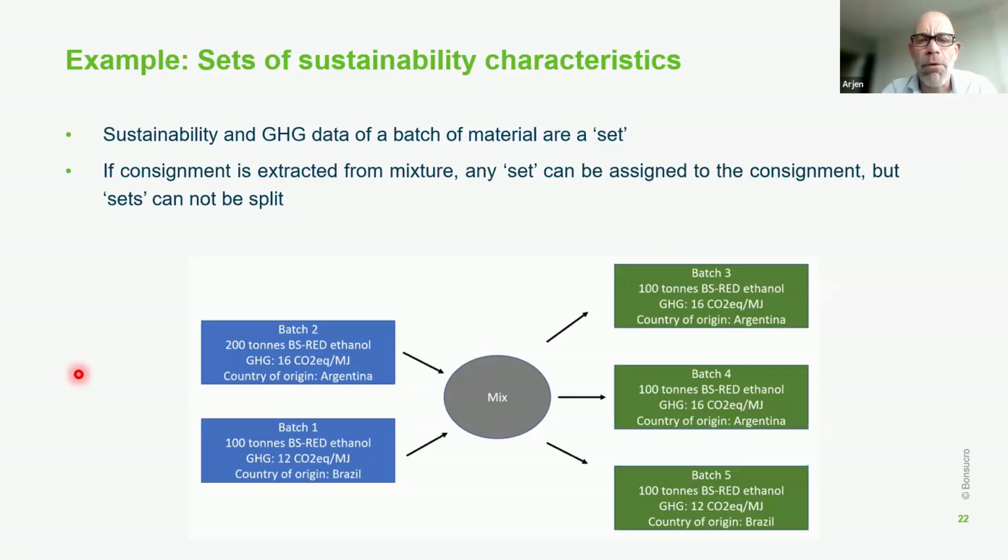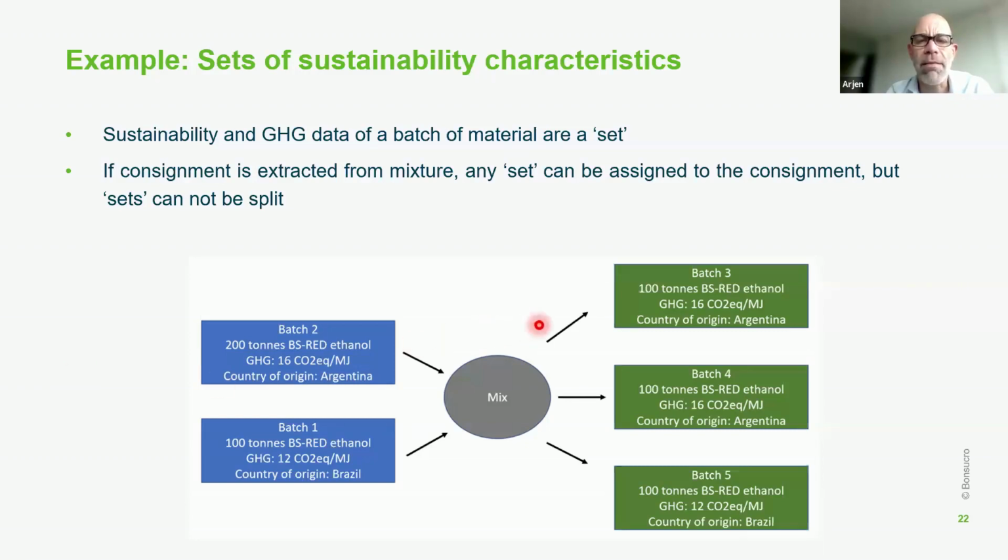What is important now is that for any batch taken from that mix, the existing sets of sustainability characteristics are not being split. In other words, the greenhouse gas intensity of 16 and the country of origin Argentina are a set, and those sustainability characteristics always remain together. The same applies for the greenhouse gas intensity of 12 and the country of origin Brazil; that set always remains together.